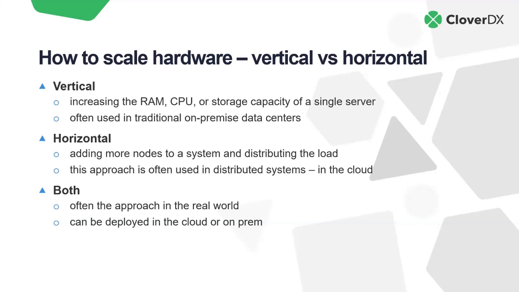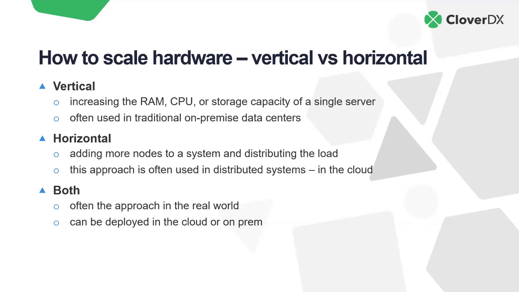If one server goes down, the other one's still up and running. So even though you'll take a performance hit, at least you won't stop processing data altogether. This often is used in distributed systems, which you often see in the cloud more than on-premise, but of course it can be done in either location.